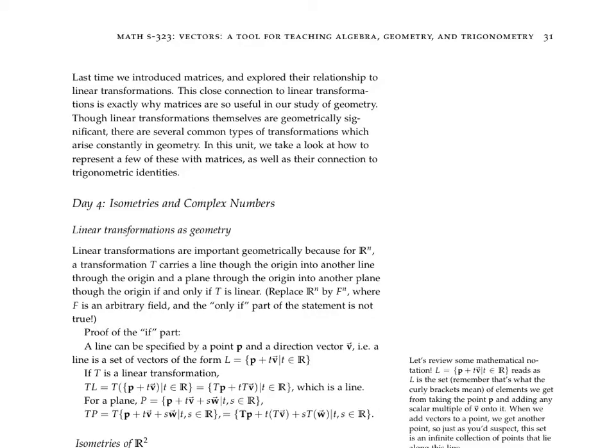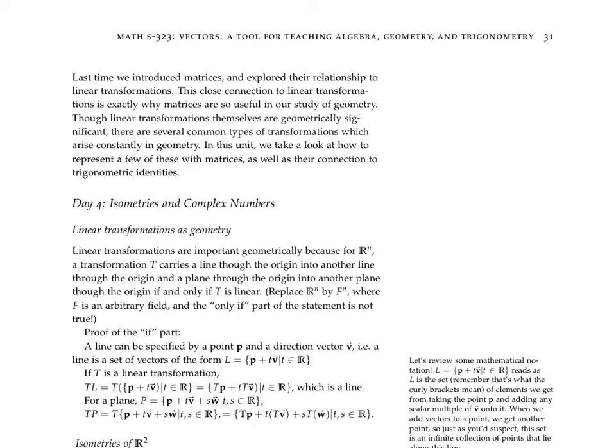So if T is linear, it's able to carry a line through the origin to another line through the origin and map a plane through the origin to another plane through the origin, and that implication goes backwards. If T carries a line through the origin to another line through the origin and maps a plane through the origin to another plane through the origin, then it is a linear transformation. Let's take a look at the if part.